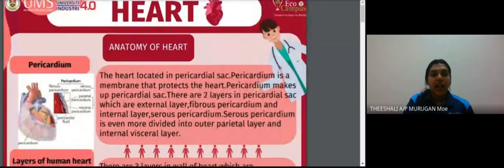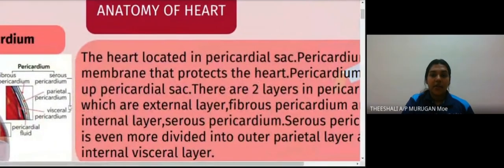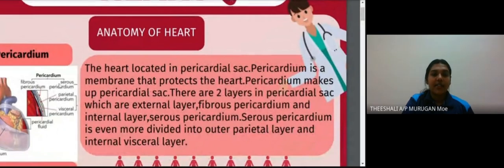First, the heart is located in the pericardial sac. The pericardium is a membrane that protects the heart. The pericardium makes up the pericardial sac. There are two layers in the pericardial sac, which are the external layer, the fibrous pericardium, and the internal layer, the serous pericardium. The serous pericardium is further divided into an outer parietal layer and an inner visceral layer.